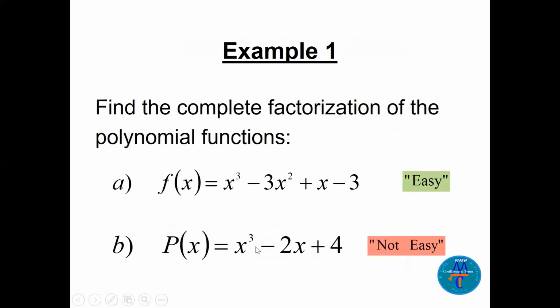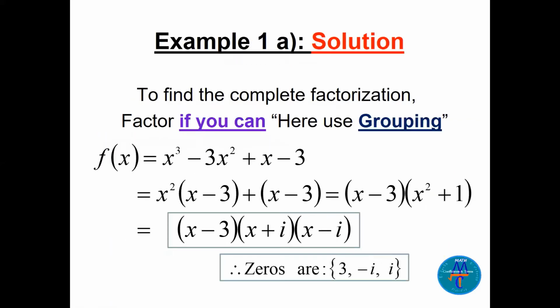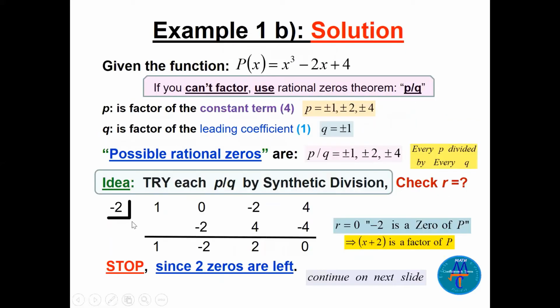Now, second one, why is it not easy? Simply because we cannot factor. So if we cannot factor, I taught you this method here. If you cannot factor, use the rational zeros theorem or P over Q. So P, the factor from the constant term 4. Q is the factor for the leading coefficient 1. Find the possible rational zeros P over Q, and then try synthetic division. If you pick up minus 2 from there, you see the remainder is 0. You know how to do synthetic division.